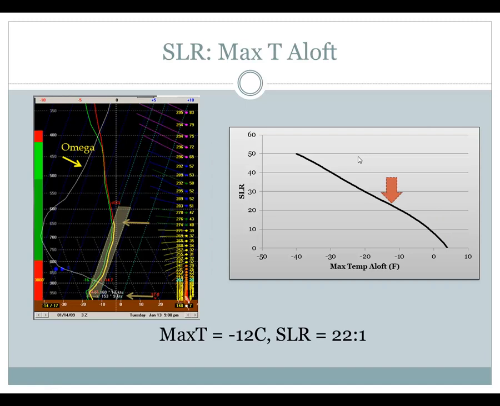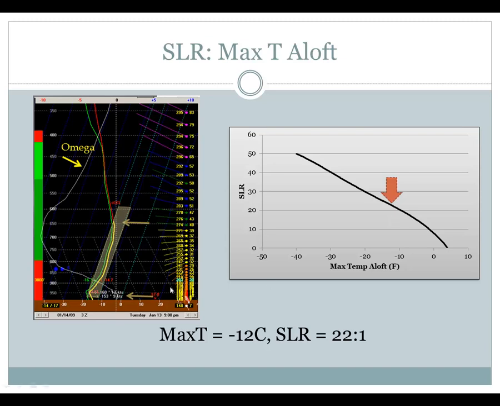This is pretty straightforward stuff. Again, remember the overarching principle that as the maximum temperature aloft in your environment decreases, the snow to liquid ratio is going to increase. In this case, we have a very deep dendritic layer in this sounding, and we have a max T aloft of minus 12 Celsius, and the snow to liquid ratio comes out to 22-to-1, which is in that very small probability of occurrence climatologically, and can help the forecaster get into those higher snow to liquid ratios.